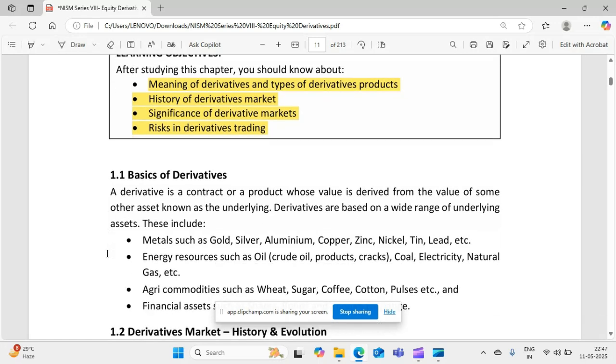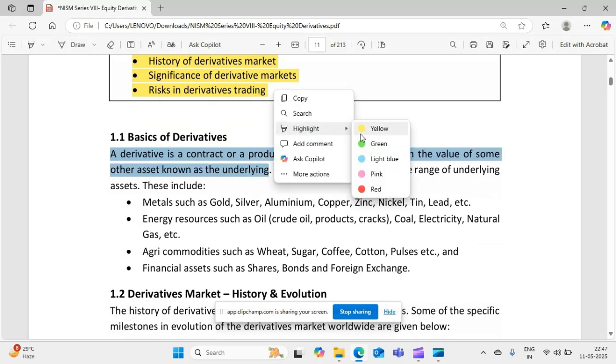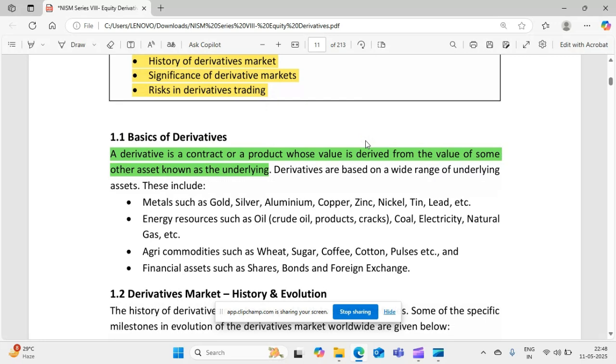It's very simple to understand. A derivative is a contract or a product whose value is derived from the value of some other asset known as the underlying. This is a point that we must know: for every derivative contract to exist, there has to be an underlying. If the underlying does not exist, a derivatives contract cannot be created. That is what we have to learn.